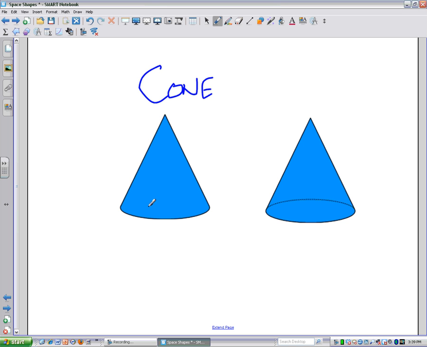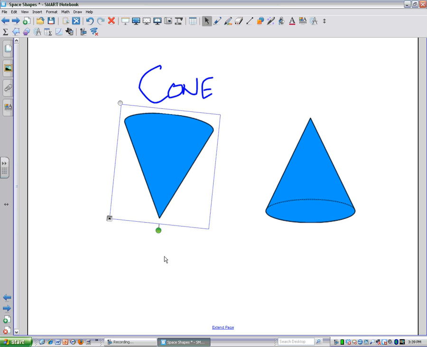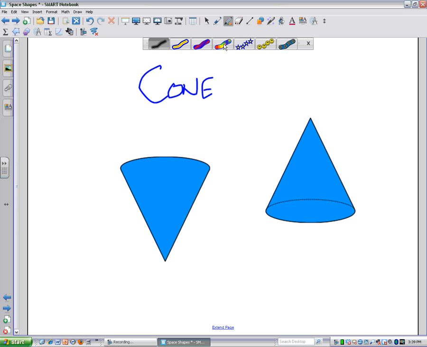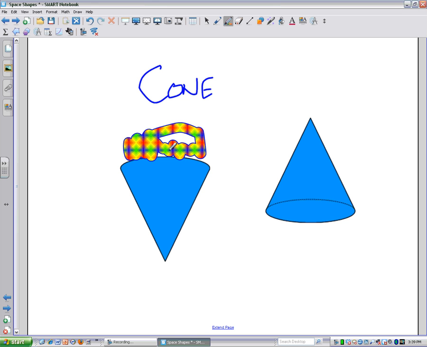Specialized pyramid, also known as the cone. Okay, cones are fun. They've got the circular base. Okay, sometimes we see cones this way. Okay, and then maybe we fill them up with something. Fill them up with some rainbow ice cream. There we go. Okay, so those are cones. Cones are just a specialized version of a pyramid.